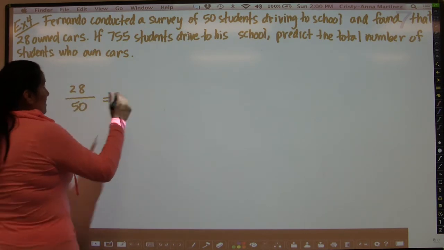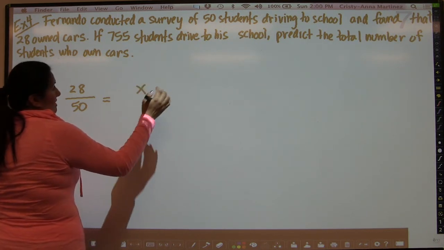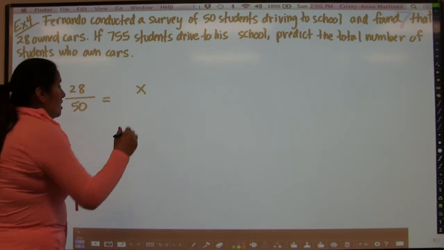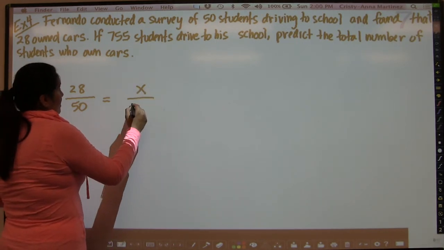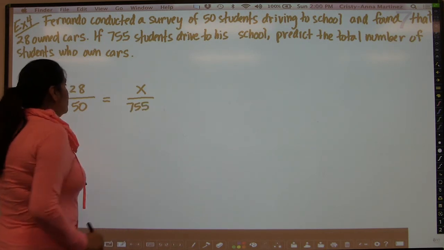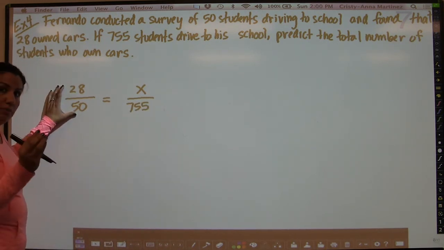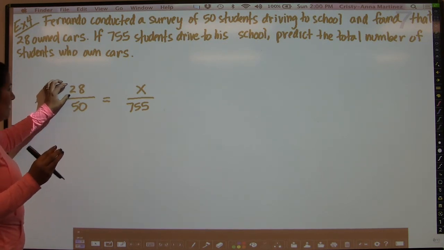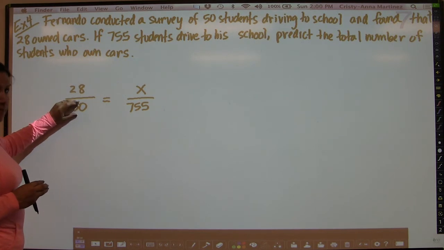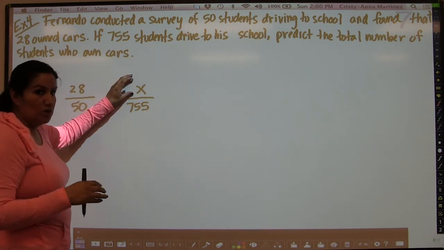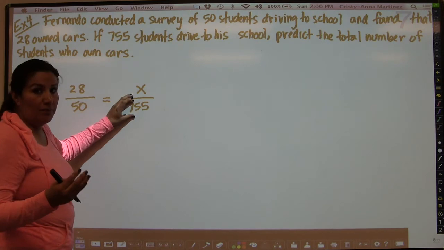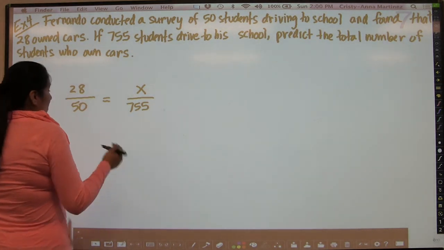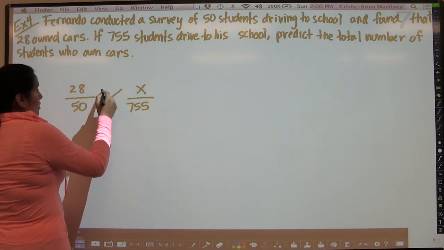So in this case, we have the amount of owned cars, which is what we don't know. It says to predict the total number of students who own cars. So we don't know how many own cars when we talk about the entire population, which is 755. Out of his survey, he had a smaller population of only 50 students, and out of those 50, 28 owned cars. So we're basically saying how many owned cars to the population. And now we want how many owned cars, which we don't know, compared to the population, which for the entire school is 755.